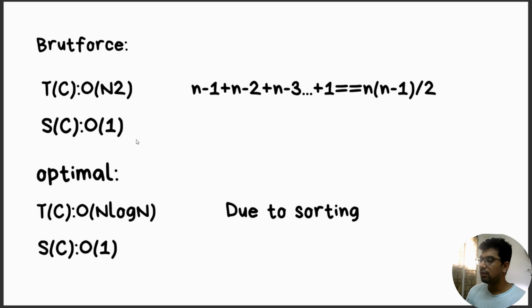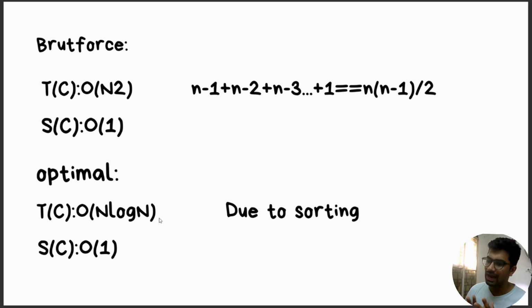And what must be the optimal one? The optimal one will be n log n. Why? Because we will see in the next slide that for that we will use the two pointer approach, and before that we have to sort the array, and we know that the inbuilt sort function in C++ requires n log n time complexity. So it comes due to sorting.